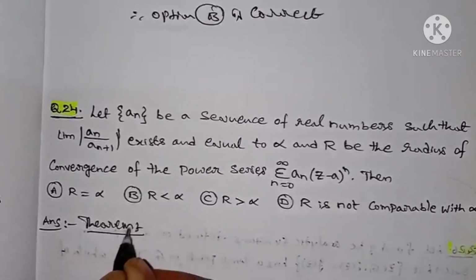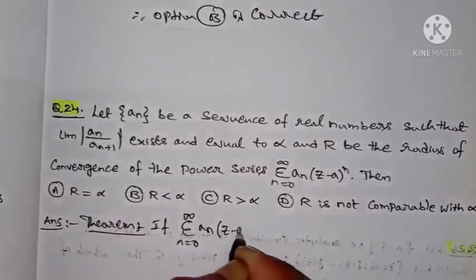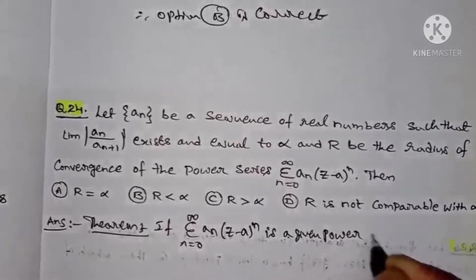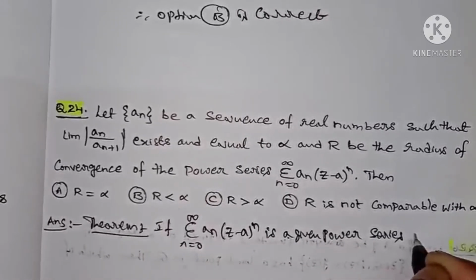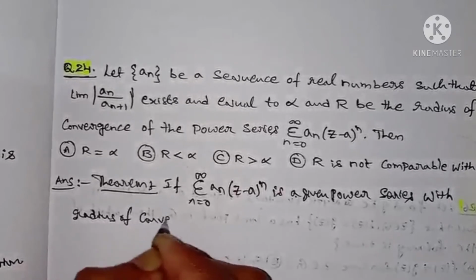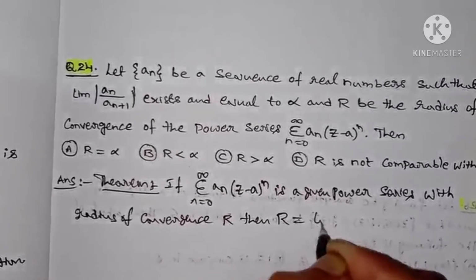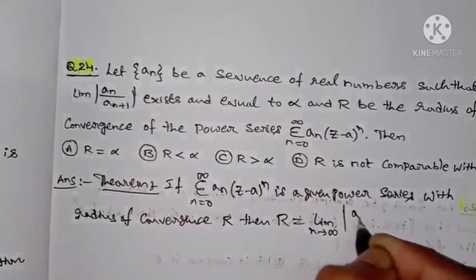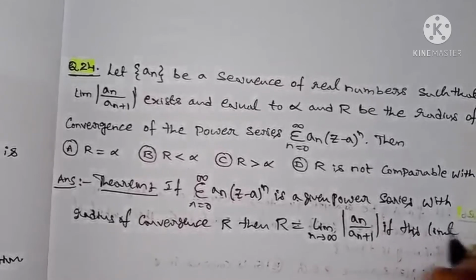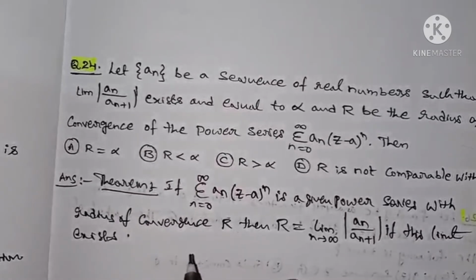So the theorem is: if summation n equals 0 to infinity a_n into (z minus a) whole power n is a given power series with radius of convergence capital R, then R equals limit as n tends to infinity of modulus of a_n by a_{n+1}, if this limit exists. Okay, this is a standard theorem in complex analysis.